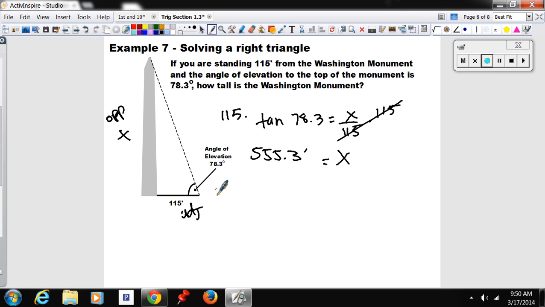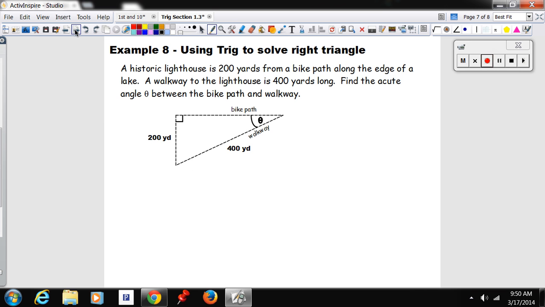Again, there's two more that are pretty much this easy, so let's look at them really quick. Hopefully you're not having to write the problems, you just have to do the work with me here. So it says a lighthouse is 200 yards from the bike path along the edge of the lake. Walkway to the lighthouse is 400 yards. Find the acute angle. How do I use trig to find an angle? This is opposite, this is hypotenuse. So what function do I need here? What kind of sine?